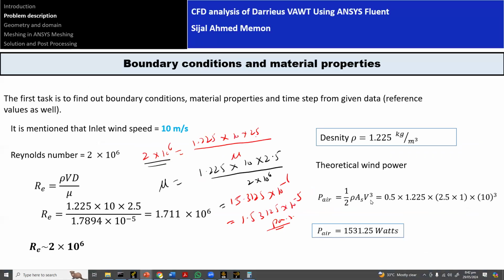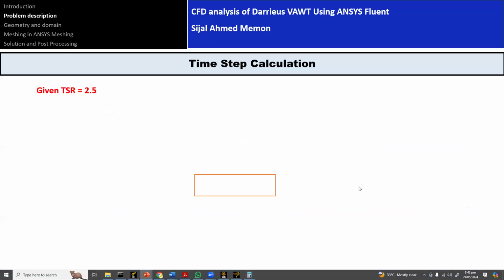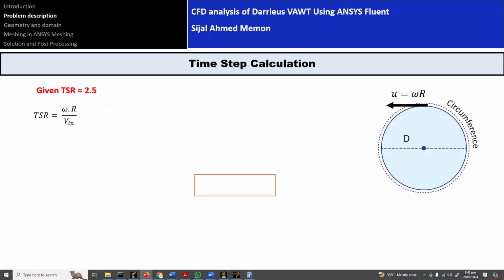So you can see that this wind turbine is given a TSR of 2.5. I can write down the formula for TSR, which is omega R upon the velocity in for the wind. I have drawn the circles, the circular path the wind turbine blades are following. The diameter gives the circumference, half of it is the radius, and the tangent velocity is omega into R, a linear velocity.